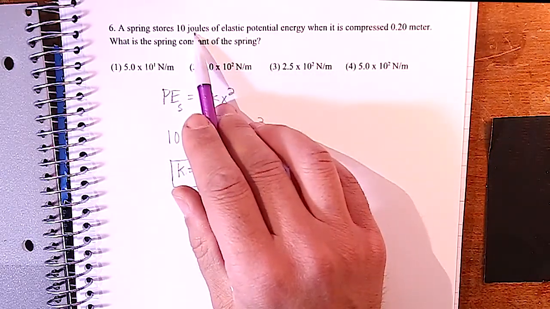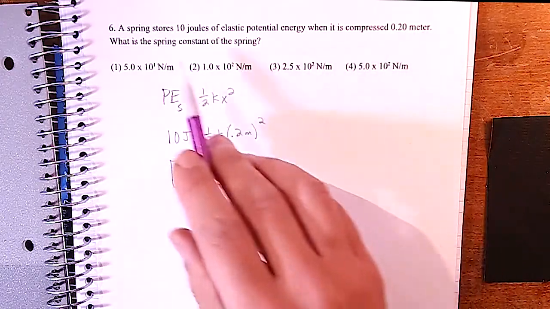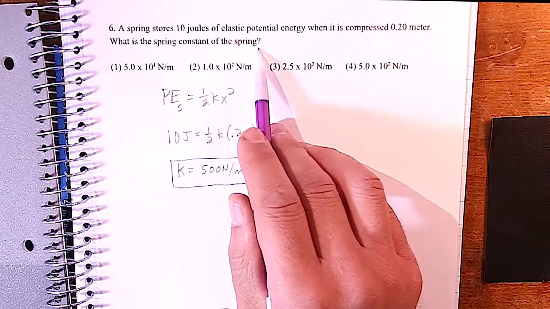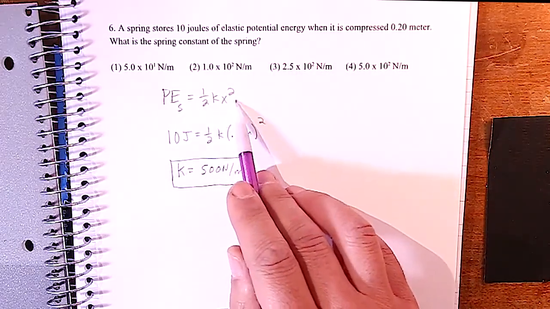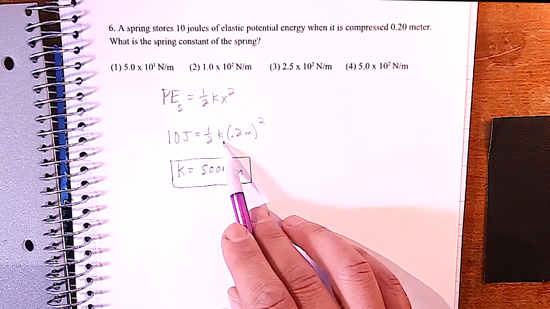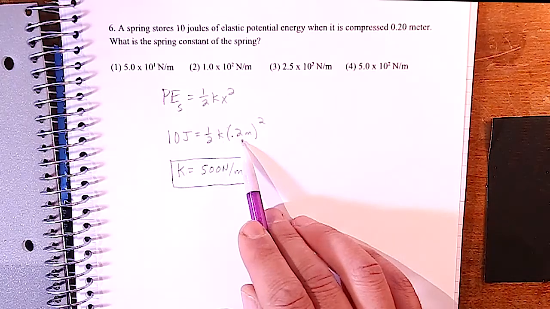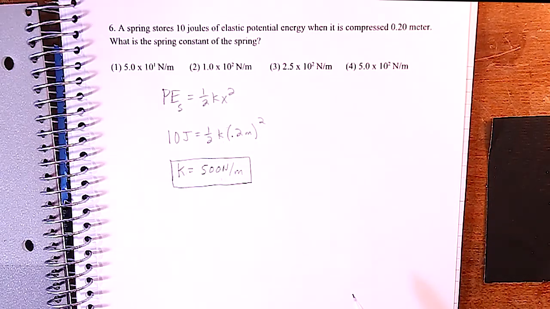In this one, they give us the amount of spring potential energy, elastic potential energy, so that's PES. And when it is compressed 0.2 meters, so that's our x. What is the spring constant of the spring? We're looking for K. So we have PES equals 1/2 kx squared. They gave us the PES. We're looking for K, and they gave us the spring compression. So solve for K, and that comes out to 500 newtons per meter.